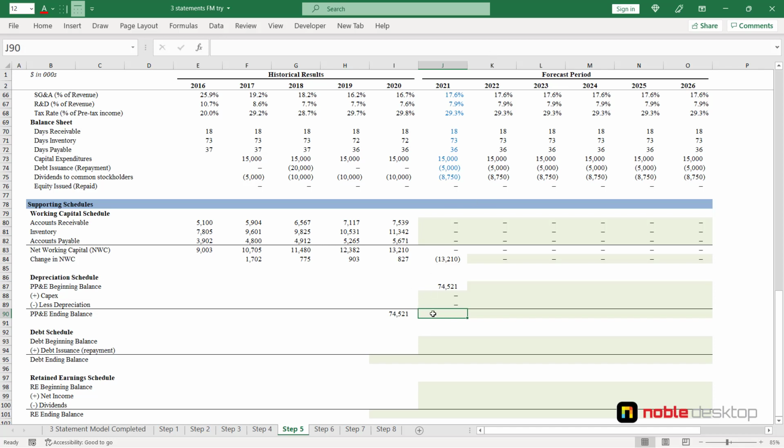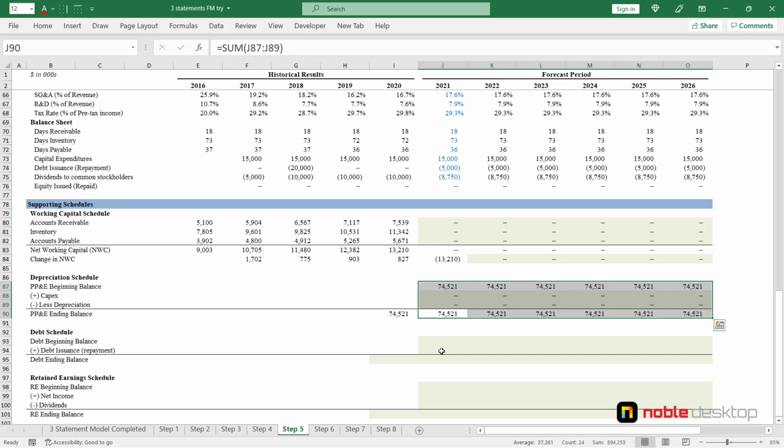Now I'm gonna sum up for the cell J90. PP&E ending balance would be my property, plant, and equipment beginning balance plus CapEx and minus depreciation. Alt equals, and I will fill it all to the right with Control R, and trust the steps that it will all flow beautifully through the whole model.